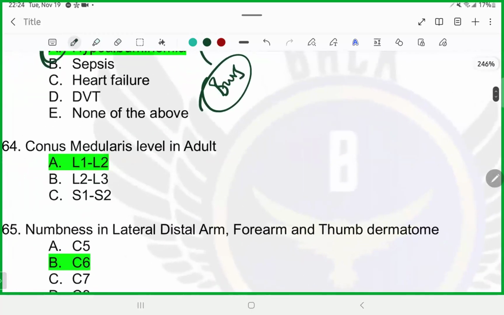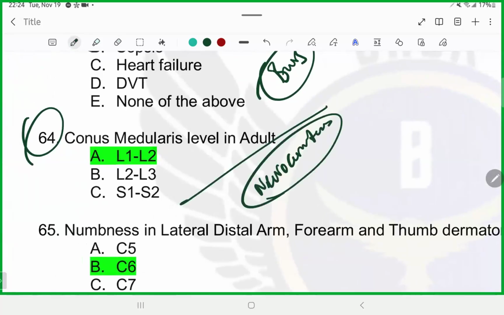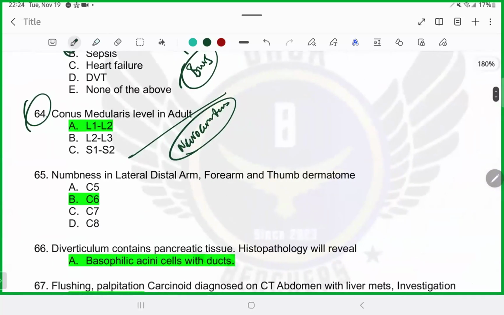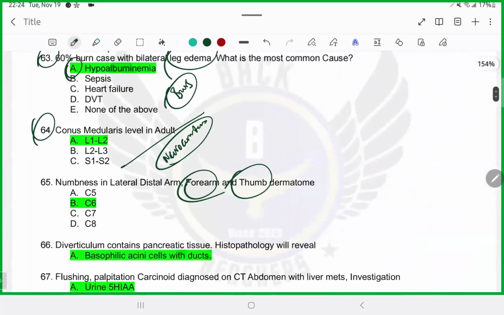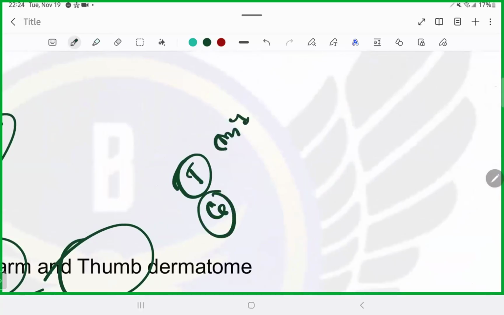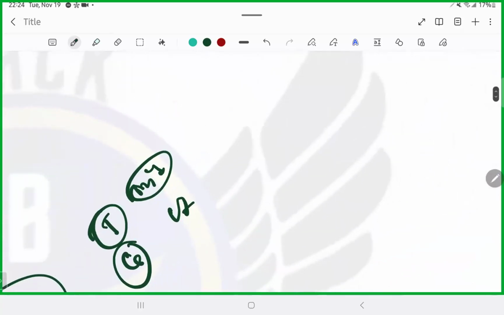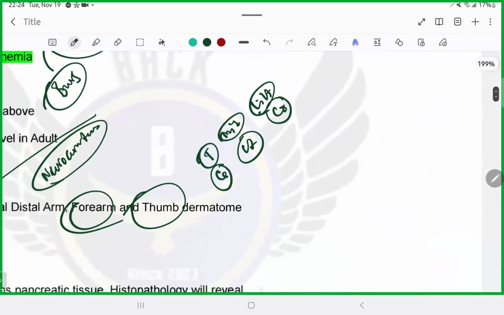Now, conus medullaris level in adult, nothing to talk about it. Just see our neuroanatomy PDF. Numbness in lateral distal arm, forearm and thumb dermatome. Thumb is your keyword. Remember thumb, C6. Remember middle finger, C7. Remember little finger, C8. Very simple and easy.